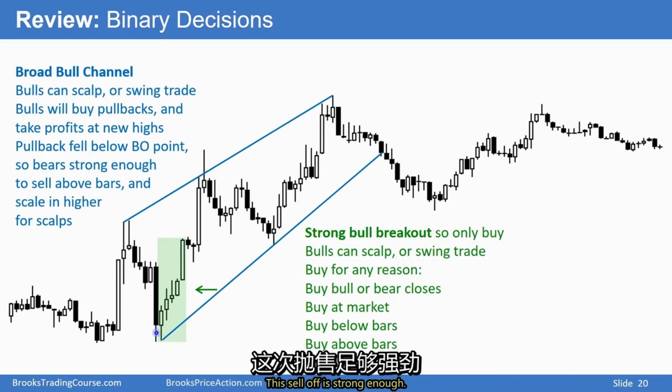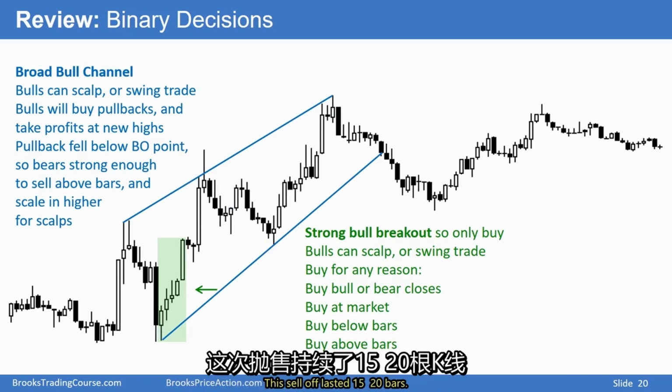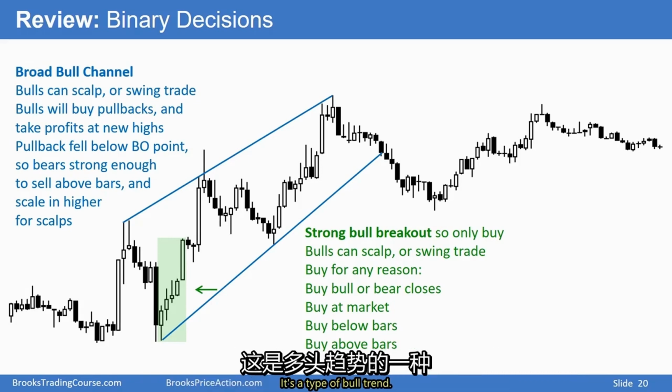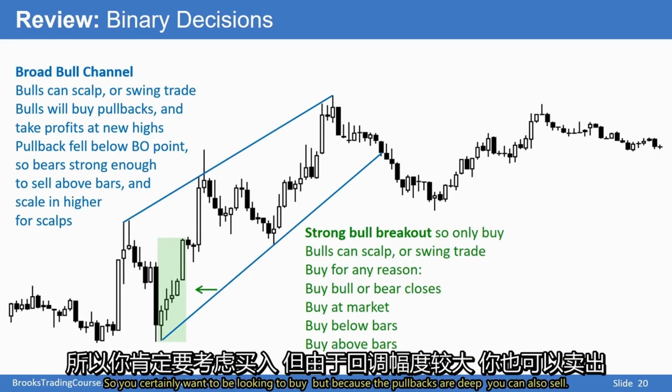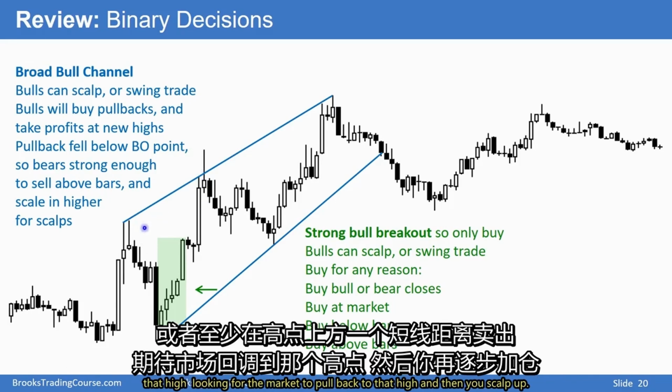This sell-off is strong enough, so some traders would say it's always in short. This sell-off lasted 15, 20 bars. It's a broad bull channel. And when it's a broad bull channel, it's bull. It's a type of bull trend, so you certainly want to be looking to buy. But because the pullbacks are deep, you can also sell. You can either sell the high and scale in higher, or sell at least a scalp distance above that high, looking for the market to pull back to that high, and then you scalp out.